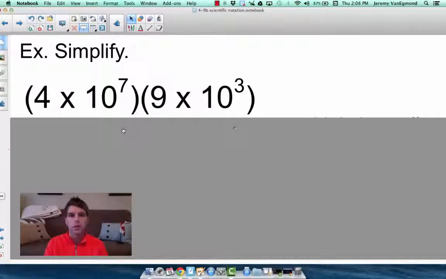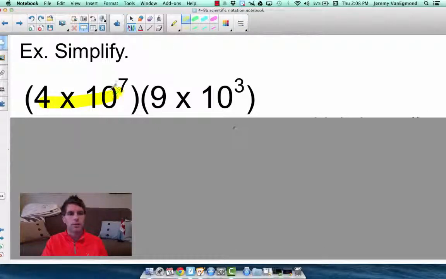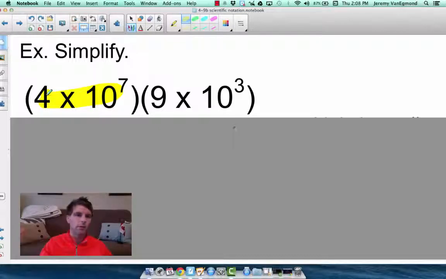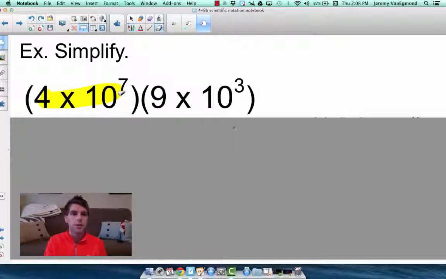The worst thing you could do right now is figure out, okay, well, what is 4 times 10 to the 7th in standard notation? It would be something like 440 million or something like that, some huge number, and then try to multiply that by whatever 9 times 10 to the 3rd is in standard notation. We're not going to do that. We're going to multiply these together, keeping them in scientific notation the whole time.